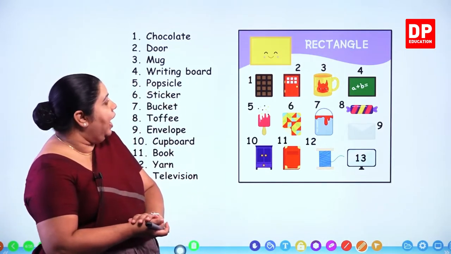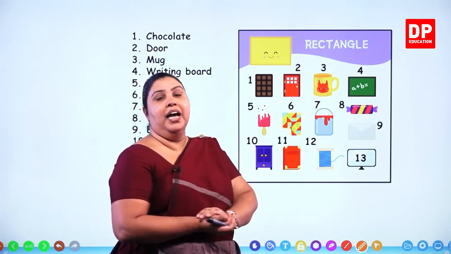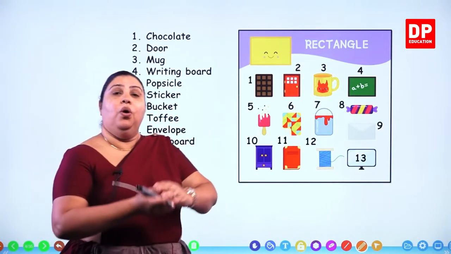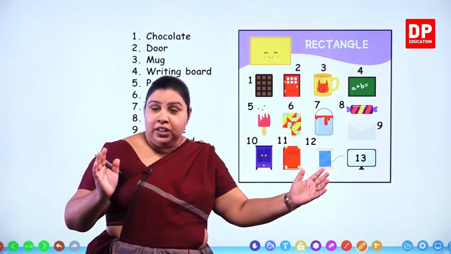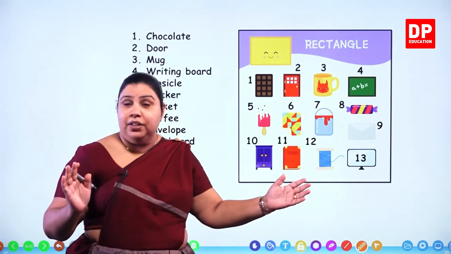Number 4, writing board. There you see now the white board or the black drawing book or the black board which is in your class.